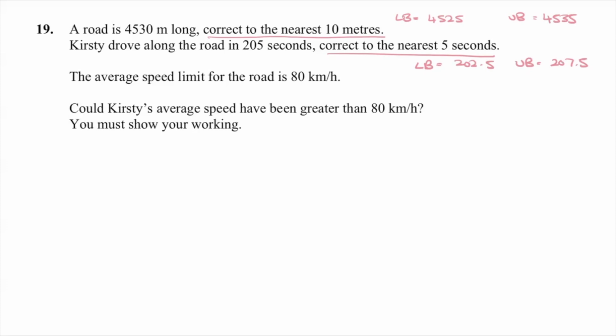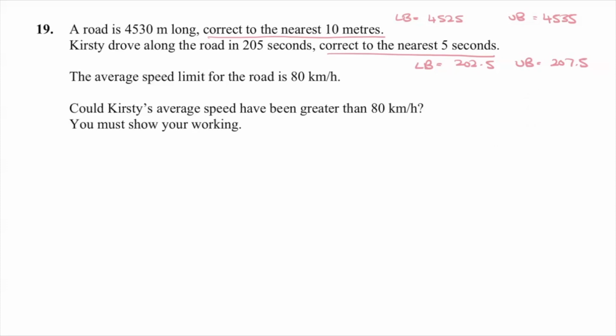If you're not sure how you would work out your bounds, think about using a number line. If we've been given 4,530 and it's rounded to the nearest 10, then it's a number line going up in tens, and your bounds are the midpoint between them. Okay, so that's how you would pull that together.